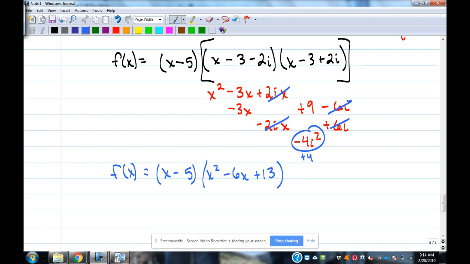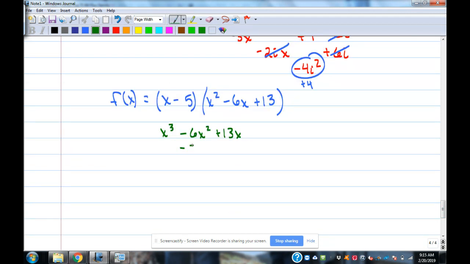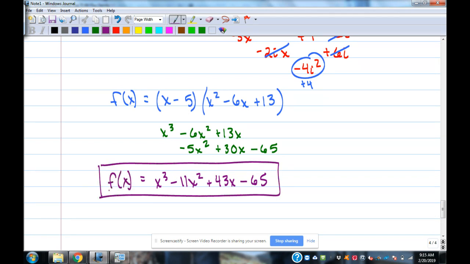All right. Distribute the x across. x cubed minus 6x squared plus 13x. Distribute the negative 5 across. That'd be negative 5x squared, positive 30x, and then negative 65. Combine those like terms. x cubed minus 11x squared plus 43x minus 65. And we've built a polynomial that has degree 3 with those particular zeros to it.